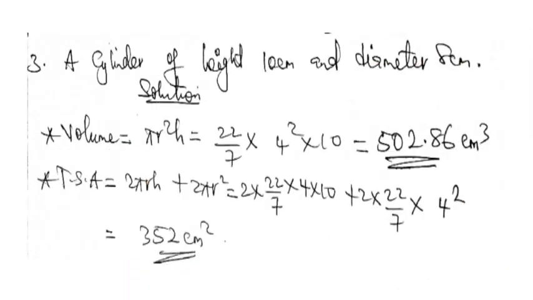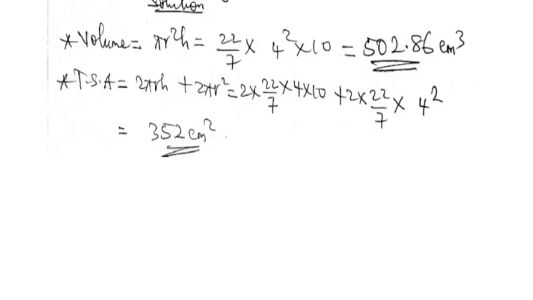3. A cylinder of height 10 centimeters, diameter 8 centimeters. Solution: radius is 4 centimeters, since the diameter is 8 centimeters. Then volume is pi r squared h equals 22 over 7 times 4 squared times 10, equal to 502.86 centimeters cubed. TSA is 2 pi rh plus 2 pi r squared equals 2 times 22 over 7 times 4 times 10 plus 2 times 22 over 7 times 4 squared equals 352 centimeters squared.